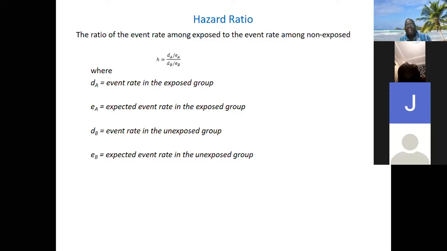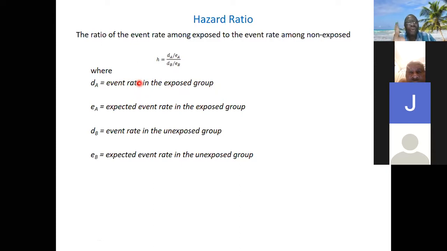So the rate of event among the not exposed. So, event rate among the exposed divided by event rate among the not exposed. So you see the distribution. This one is the event rate in the exposed group over the event rate, where is the occurrence of the event, not rate per se, in writing this one.